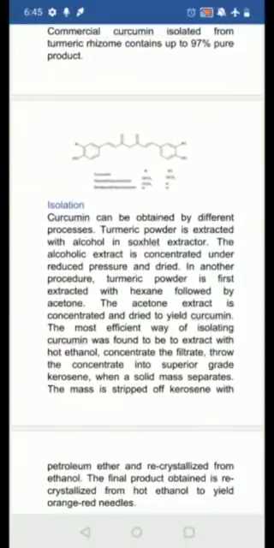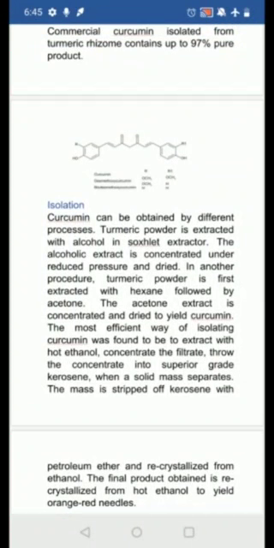Okay, so when coming to the isolation part, we are going to isolate this curcumin by using different processes. In the first method, the turmeric powder is extracted with alcohol by using the Soxhlet extractor. The alcoholic extract is concentrated under reduced pressure and dried. In another procedure, the turmeric powder is first extracted with hexane followed by acetone. The acetone extract is concentrated and dried to yield the curcumin.